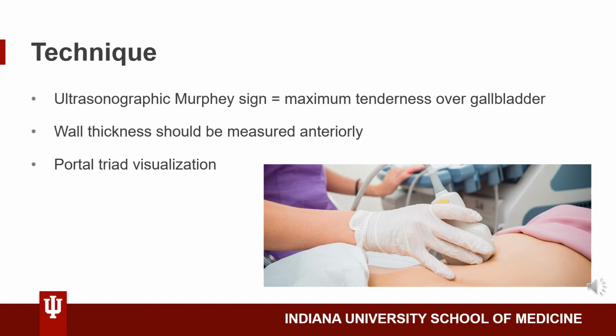You will also look for wall thickness with ultrasound in order to diagnose cholecystitis, and this wall thickness should be measured anteriorly, not posteriorly. Finally, it is good to visualize the portal triad to look for choledocholithiasis and to check for common bile duct dilation.